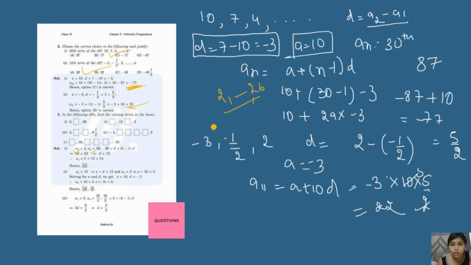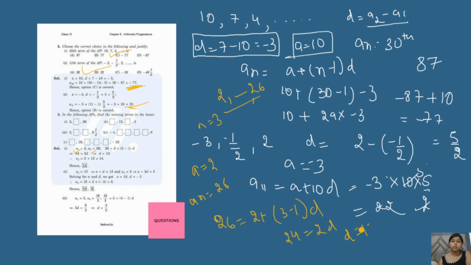So there are a total of 3 terms. n equals 3 is given, a equals 2 is given, and an is 26. So what we'll do is just apply the formula of an: 26 equals 2 plus (n minus 1)d. So we will be getting 24 equals 2d, and d equals 12. I hope this is clear to you, how you'll be getting this.